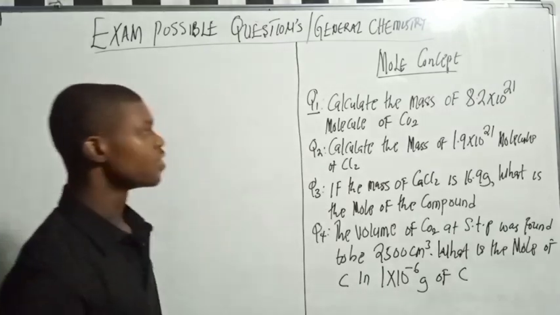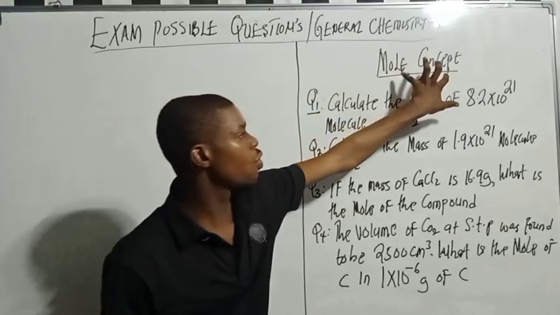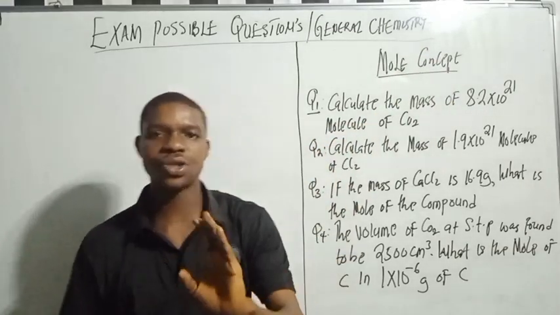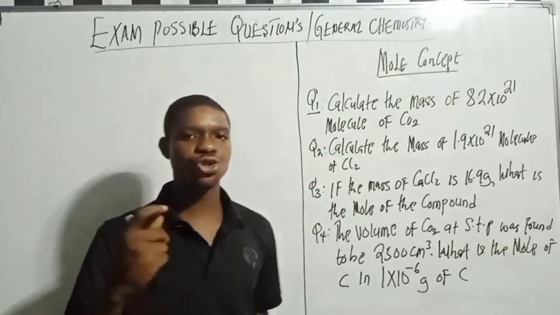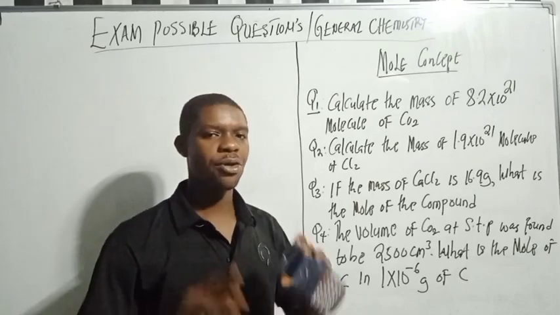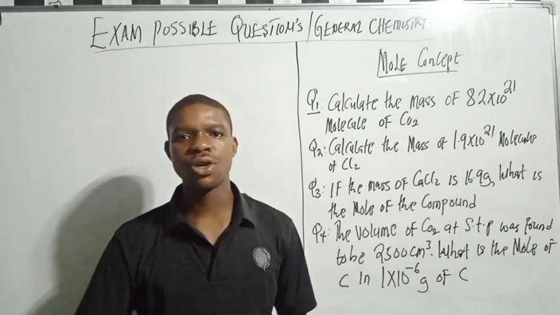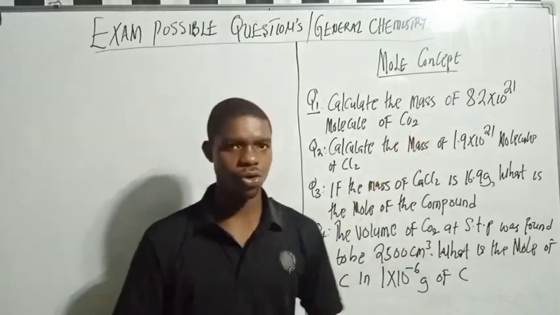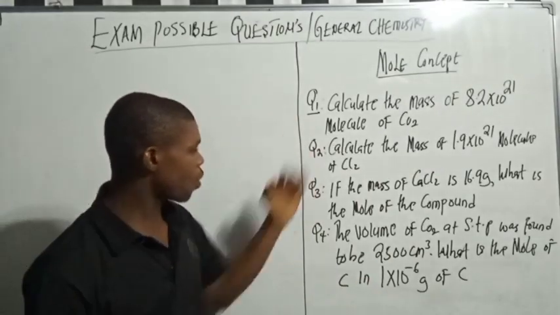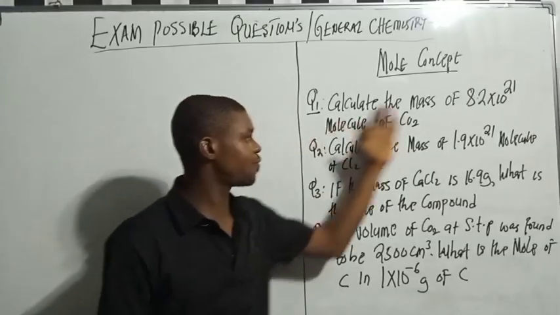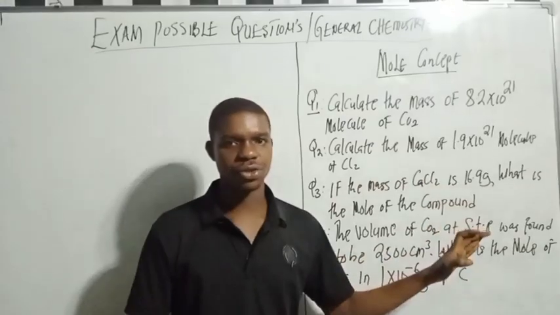So let's jump into it. The first thing you want to look at is the mole concept. The mole concept is the first calculation in chemistry you need to know and master, because every other calculation in chemistry comes from the mole concept. So here are 4 questions we have to solve.